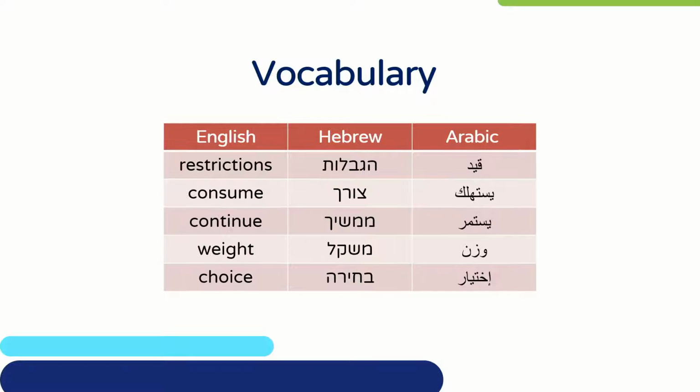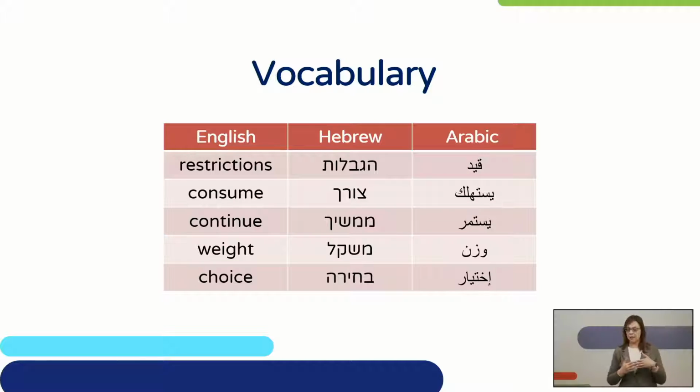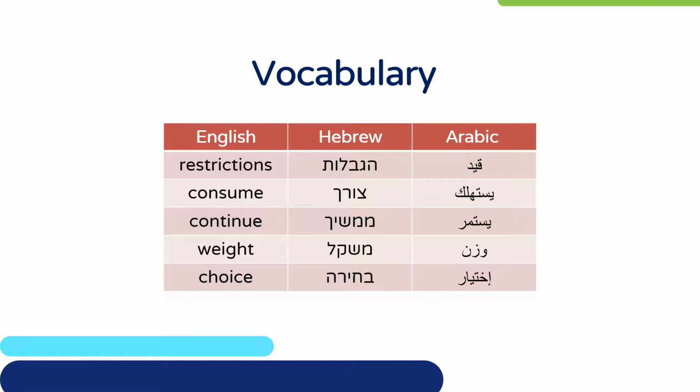Object, refuse, be against. Restrictions. Now we have restrictions on movement. We cannot go wherever we want, only like 100 meters or something like that. So limitations, you're not free. Consume, you can consume food, you can consume drinks. So consume is to eat, to drink, to use. Continue, go on. Weight, I won't tell you my weight now. And choice, option. So those are basically the terms we are going to deal with during our report.